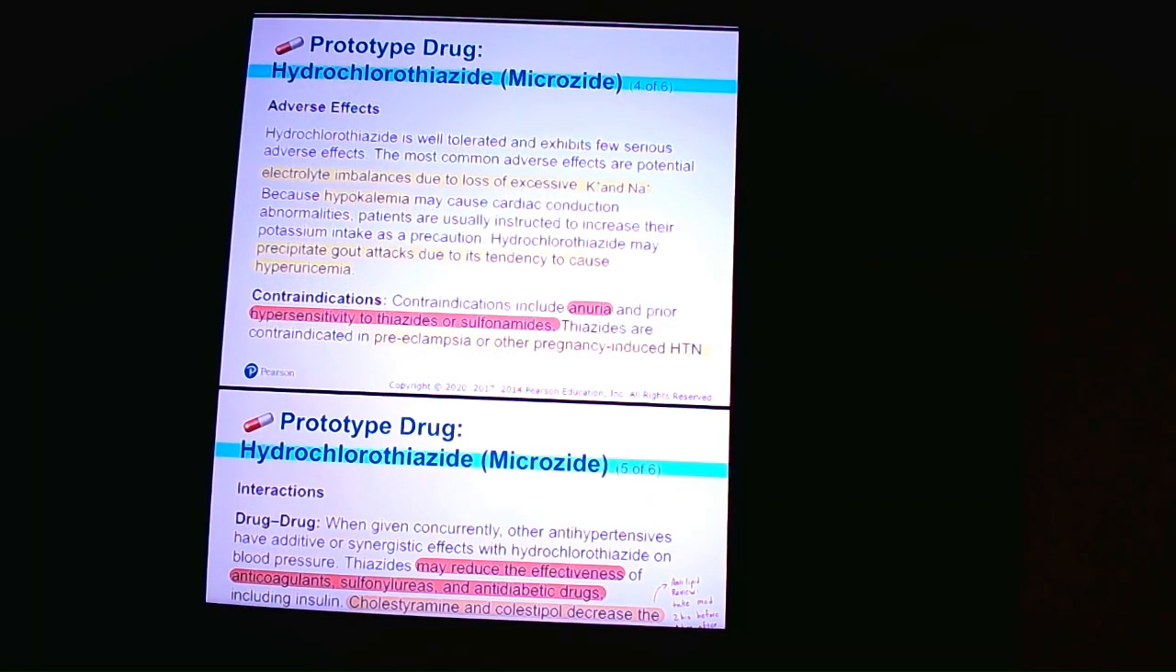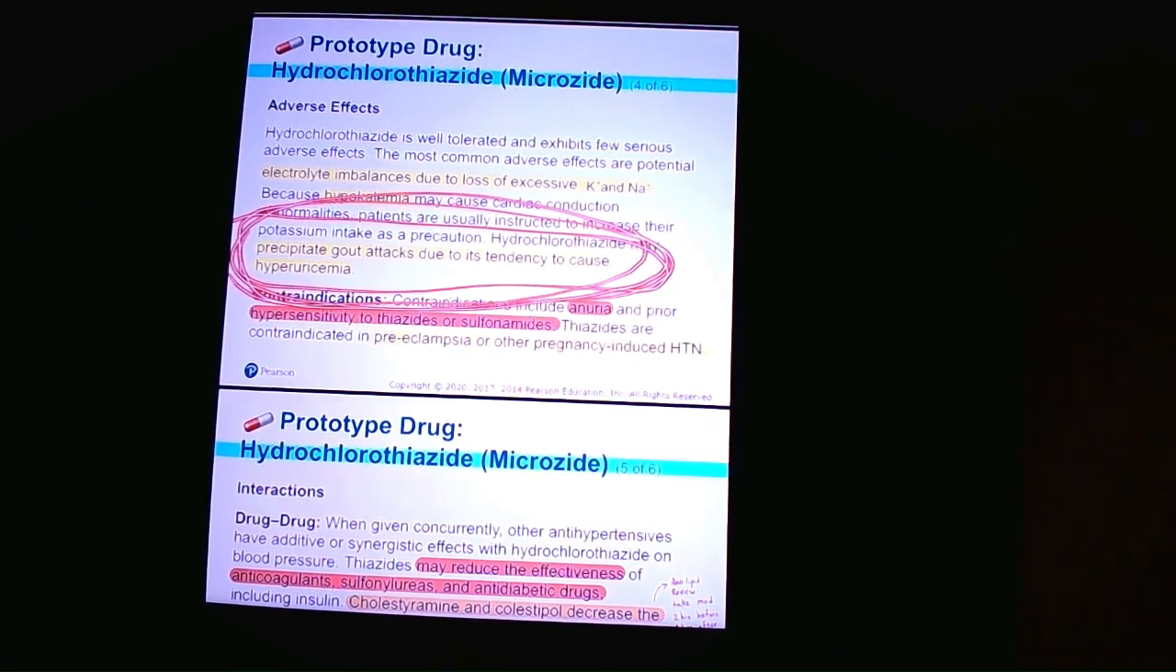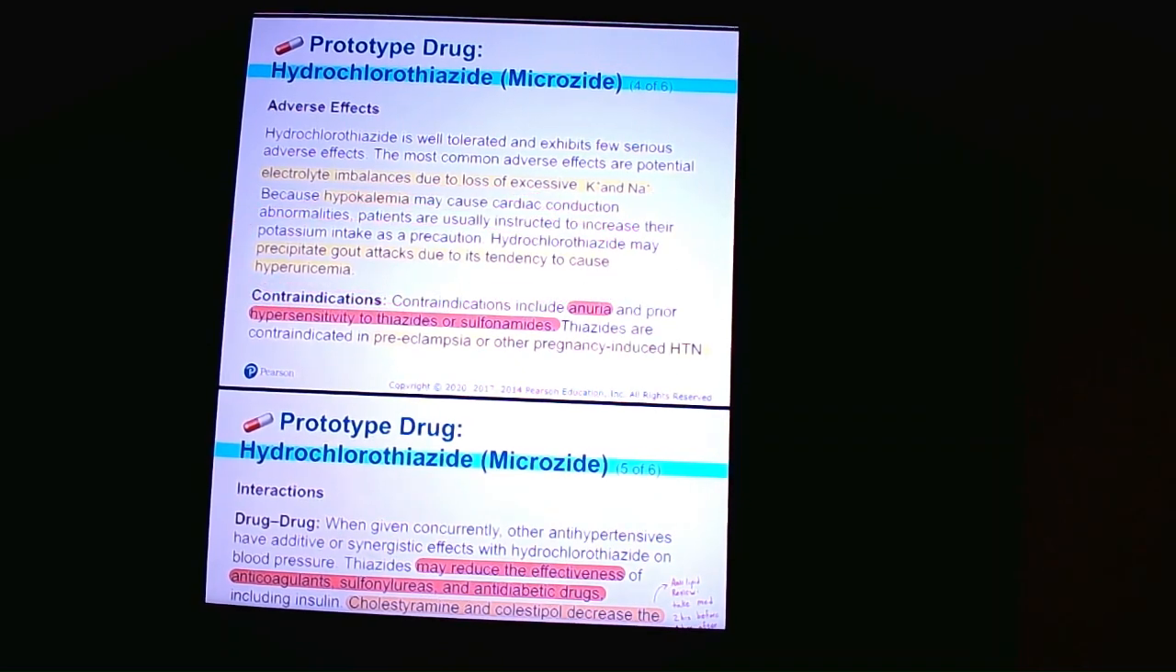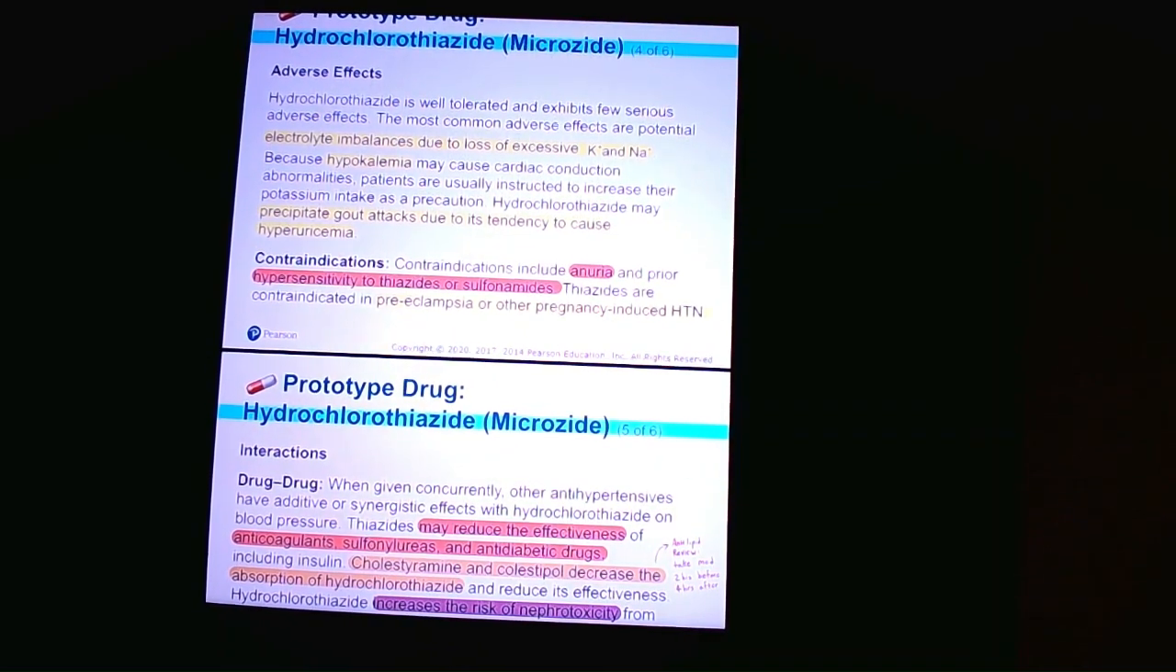Adverse effects: electrolyte imbalances, excessive loss of sodium and potassium. Hypokalemia, we already talked about that. The only unique thing is that it can cause gout, because it makes the kidneys excrete less urea, and high levels of urea will stay in the circulation and then cause gout.